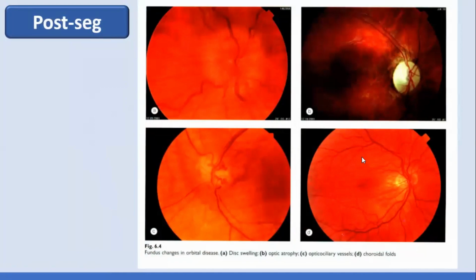So these photos, actually from the sixth edition of Kanski, are not clear. But there is one important sign mentioned. Thank you, Doctor. It's opticociliary shunts or collaterals. So try to remember this sign because you may get it in the exam, who knows? And don't miss it. So these are some of the signs that you may see in a case with proptosis.